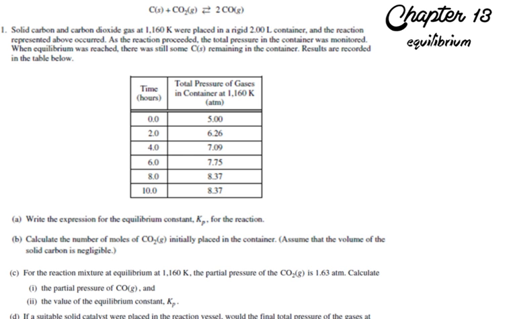It says solid carbon and carbon dioxide gas at 1160 Kelvin were placed in a rigid 2-liter container, and the reaction represented above occurred. As the reaction proceeded, the total pressure in the container was monitored. When equilibrium was reached, there was still some CO remaining. That might be important. Results are recorded in the table below. A couple things that jump out to me right away. This is the temperature. This is the volume.